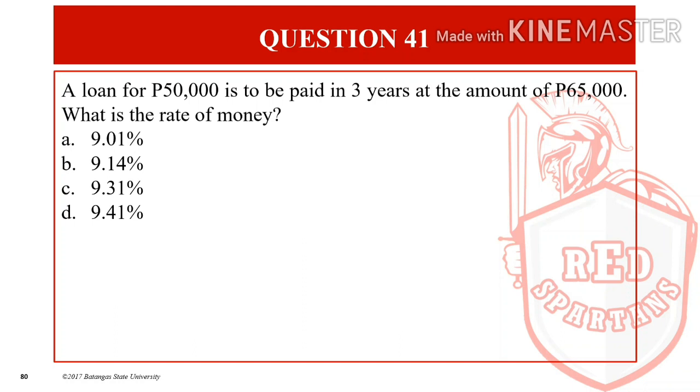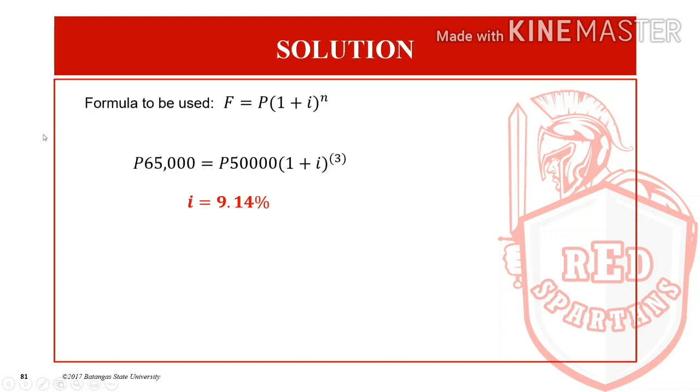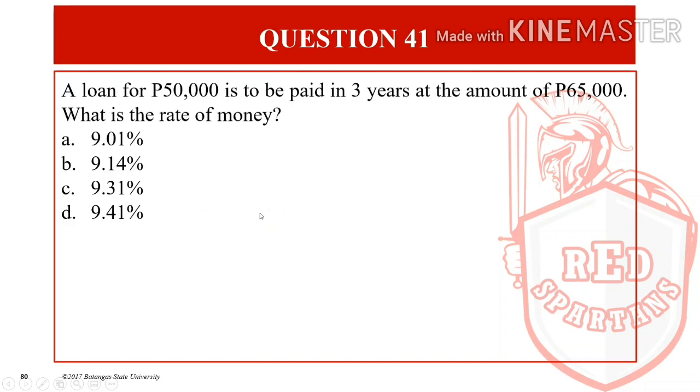of 65,000 pesos. So, what is the rate of money? Letter A, 9.01, B, 9.14, C, 9.31, and D, 9.41. So, the formula is still the same: P times 1 plus I raised to N. Then, substitute. 65,000 is equal to 50,000 times 1 plus I raised to 3. Then, shift solve, and 9.14% comes out as our rate of interest, or letter B.